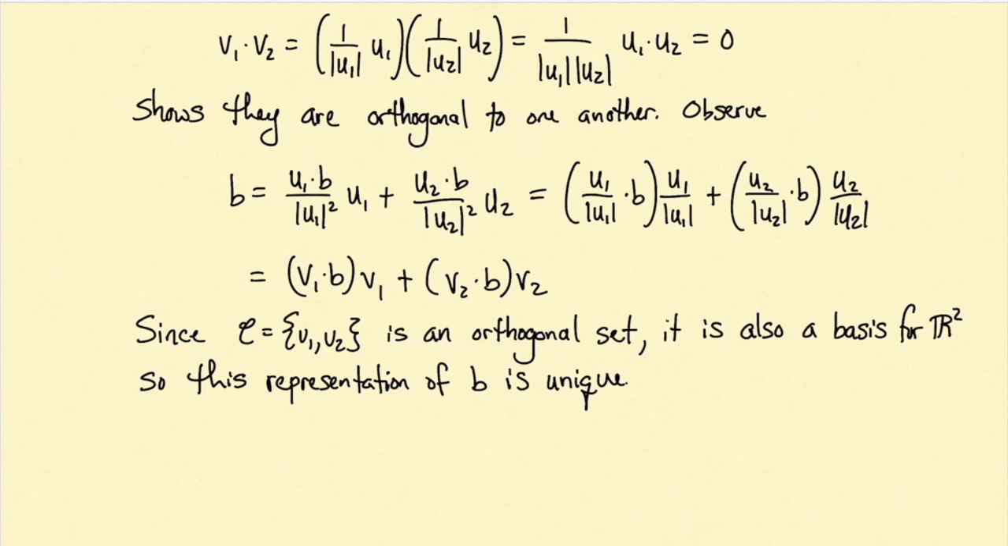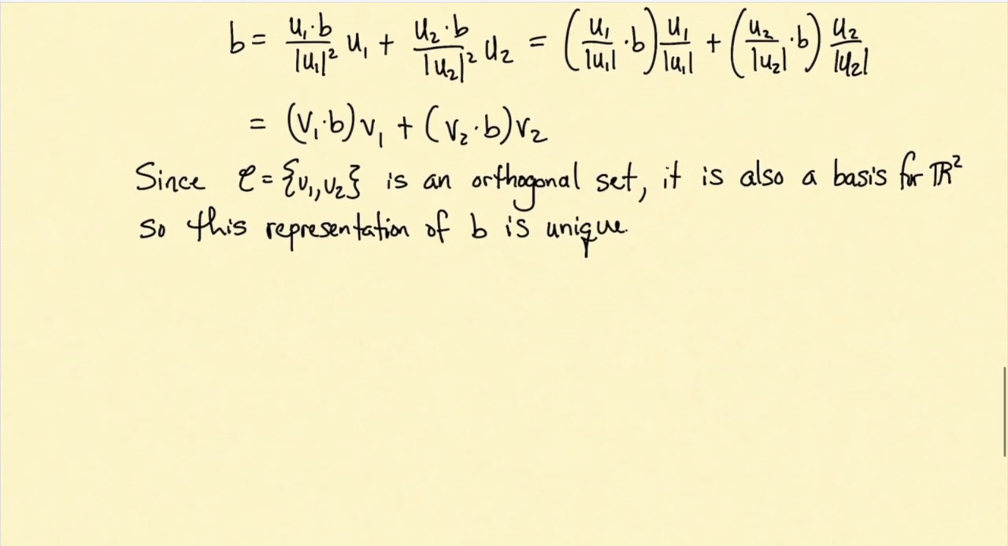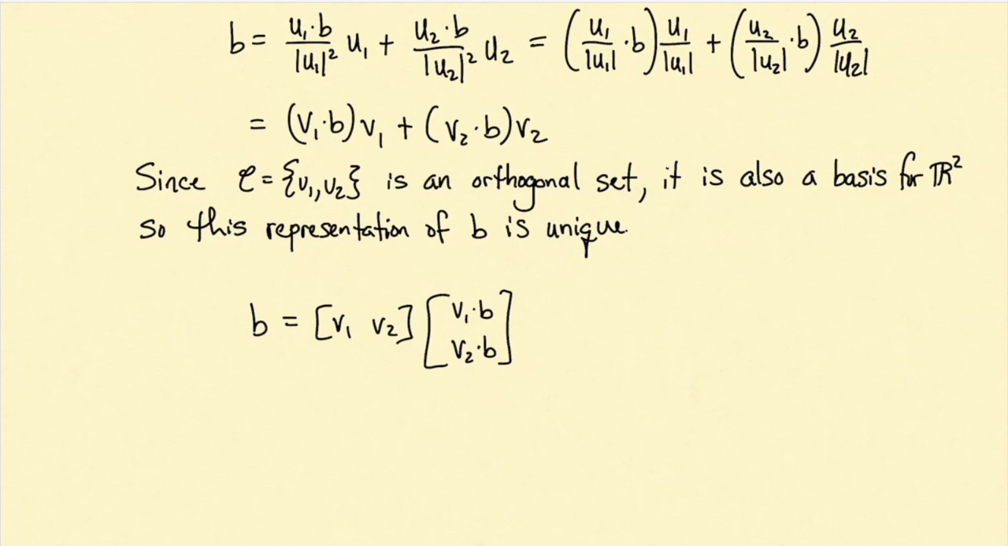So while this may seem like a strange thing to do, this does lead us somewhere interesting if we're willing to shift our perspective. First, we'll think about this linear combination that we've written down as the result of a matrix vector multiplication. The two scalars, v1·b and v2·b, will form our vector. The matrix by which we will multiply this vector will have columns v1 and v2.